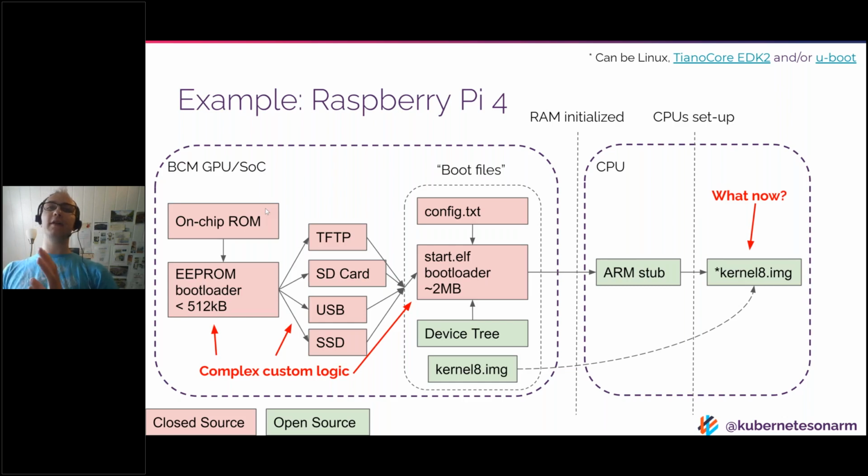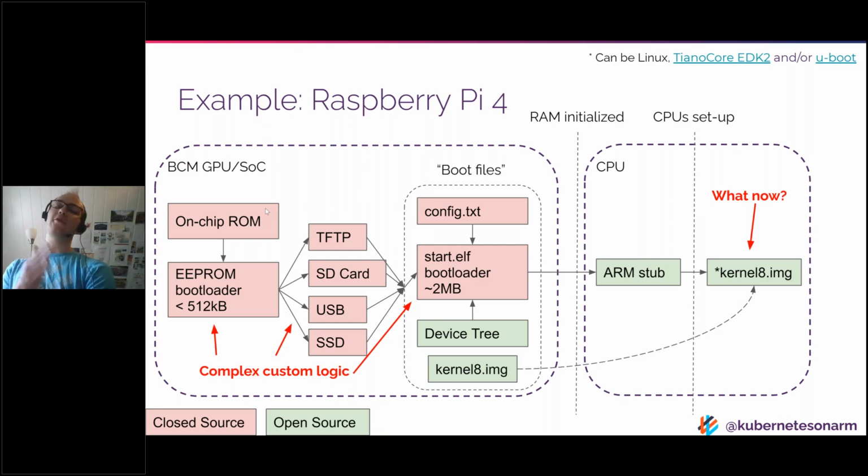And when it has the boot files, it goes ahead and runs the main firmware of the VideoCore, which is the Broadcom GPU on the Raspberry Pi, and that is called the start.elf bootloader. This is a bit larger, but all of these are proprietary. And then config.txt you can use to configure the bootloader. Once we have this, it goes ahead and initializes the RAM. I have separated this because this is an important step.